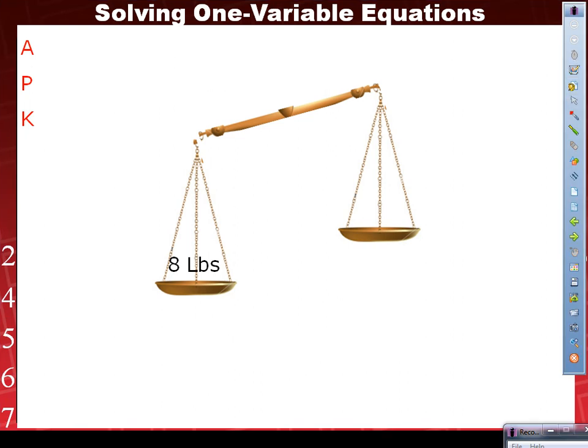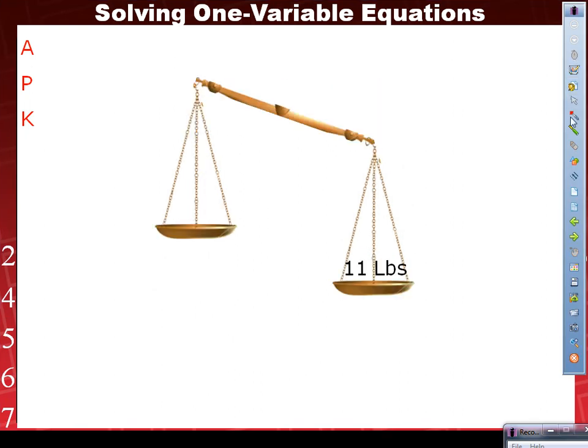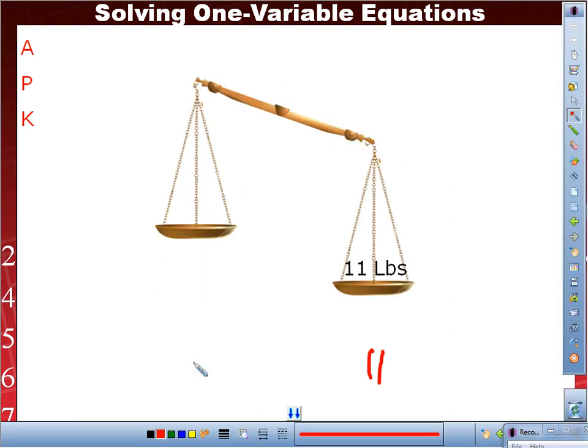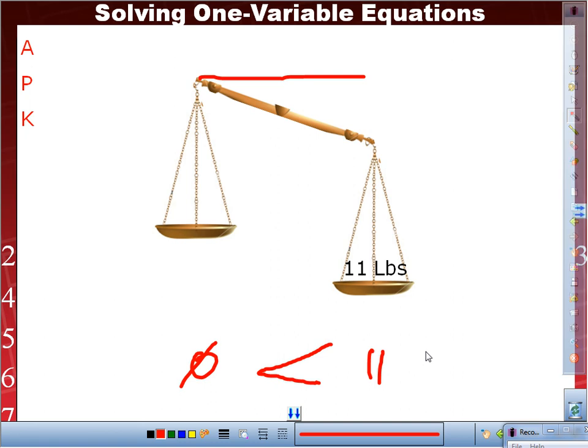Inequality symbol. Same thing the other way. What's on this side? 11. What's on this side? 0, over the original bar. There. Therefore, 0 is less than 11. Therefore, what can we conclude? Equations have to be balanced. Inequalities are what? Not balanced.